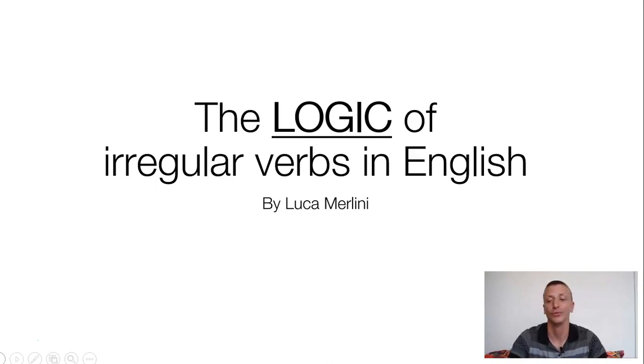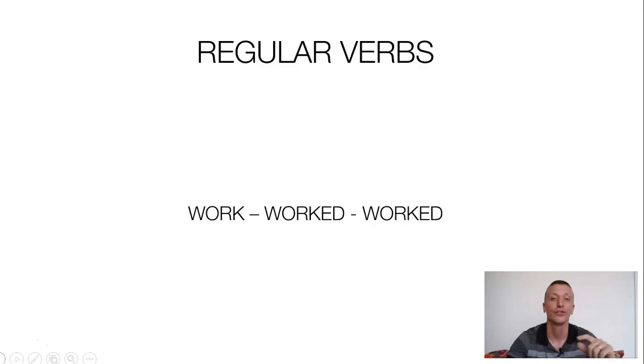So here we go. Now, I'm going to start off first with the regular verbs. I know you know them, but just to repeat them and to show the link more clearly with the irregular ones. So here we go. Work in the present, worked in the past, worked in the past participle. So ed all the time. So that's pretty easy, right?